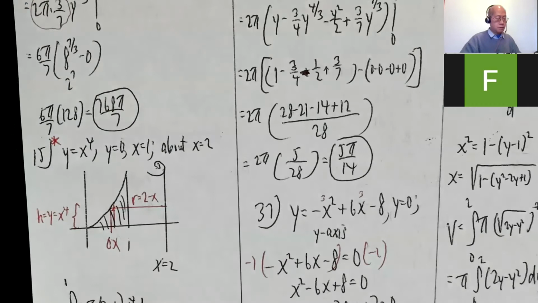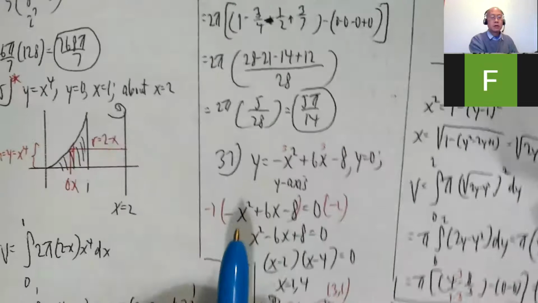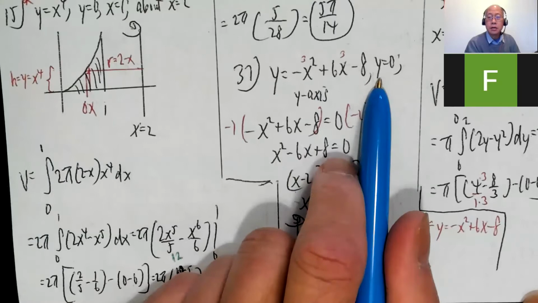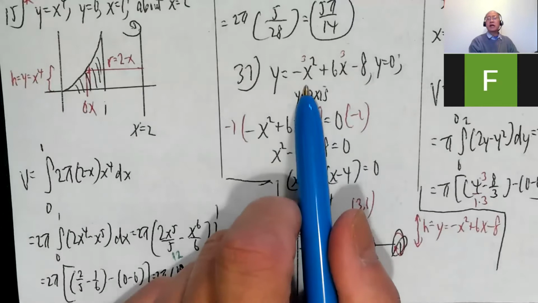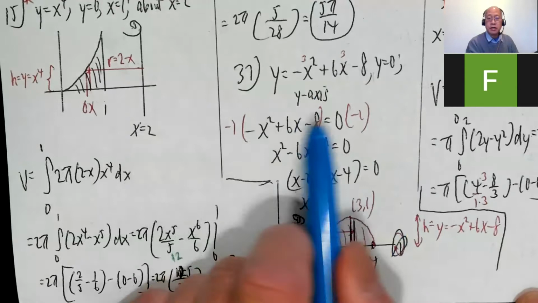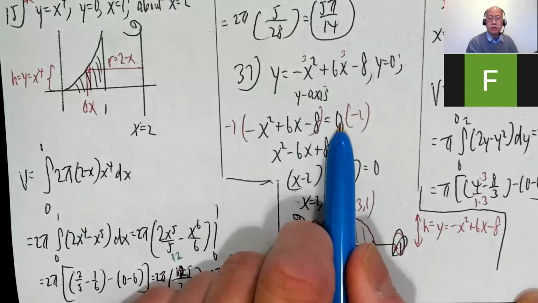All right, so 37. y equals negative x squared plus 6x minus 8, bounded by y equals 0, that's the x-axis. Okay, so first I got to find out what this thing even looks like. So where does it touch y equals 0? So I plug in 0. Negative x squared plus 6x minus 8 equals 0.